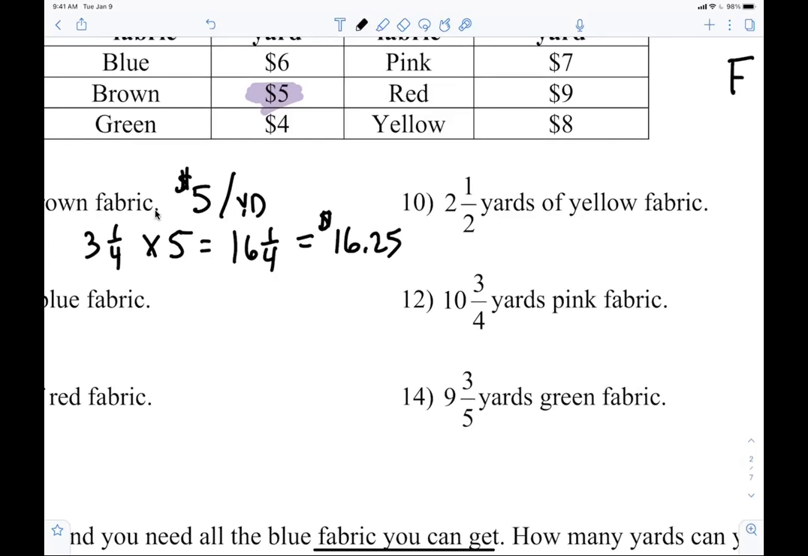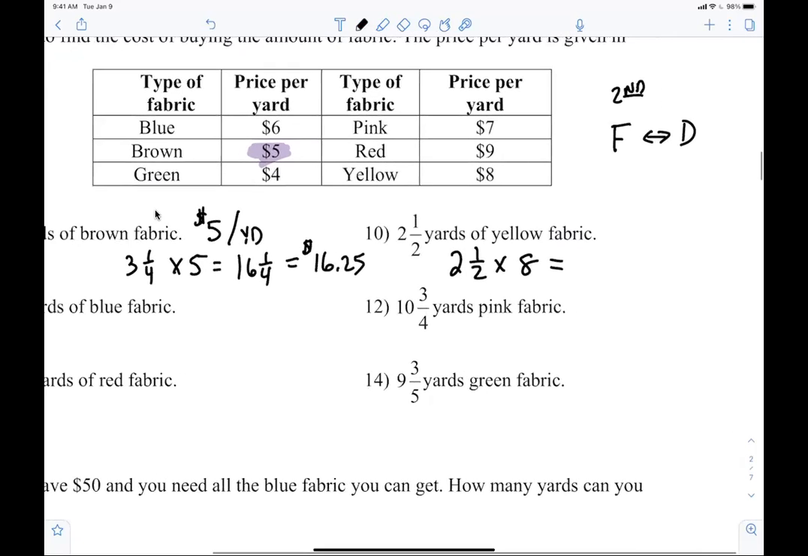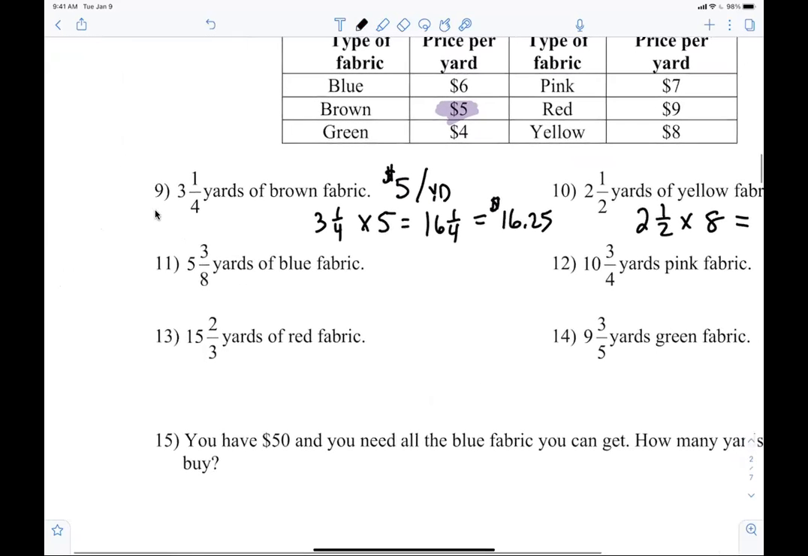Who did number 9? Austin, yeah. So you tell me, if I want to buy 2.5 yards of yellow fabric, what would I have to do? No, Maggie's up. 2.5 times 8, beautiful. And tell me what that is. $20, right? So everybody's putting down $20 because it's a price, right? $20. Okay, so now 5 3/8, you're up.